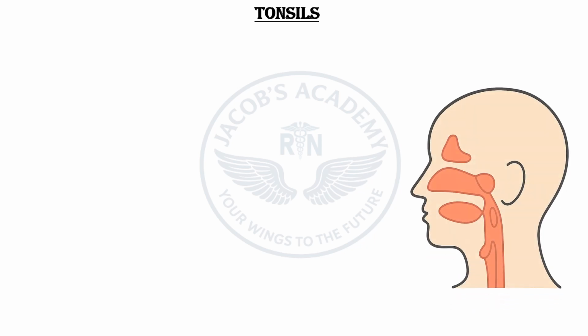Now, let us discuss tonsils. First, we can see the types of tonsils. There are three main types of tonsils. First is the palatine tonsils, which are located on either side of the oropharynx. The second one, the pharyngeal tonsil, also called adenoids, is located in the nasopharynx. The third one, the lingual tonsils, are found at the base of the tongue.